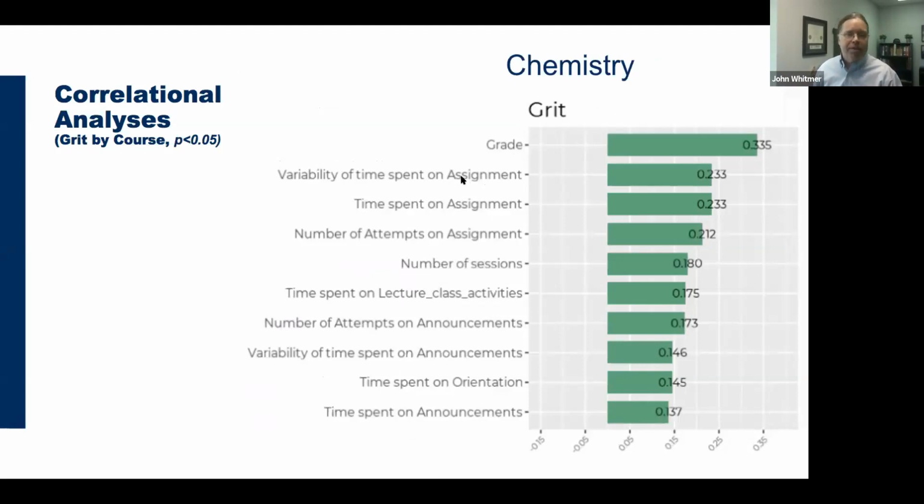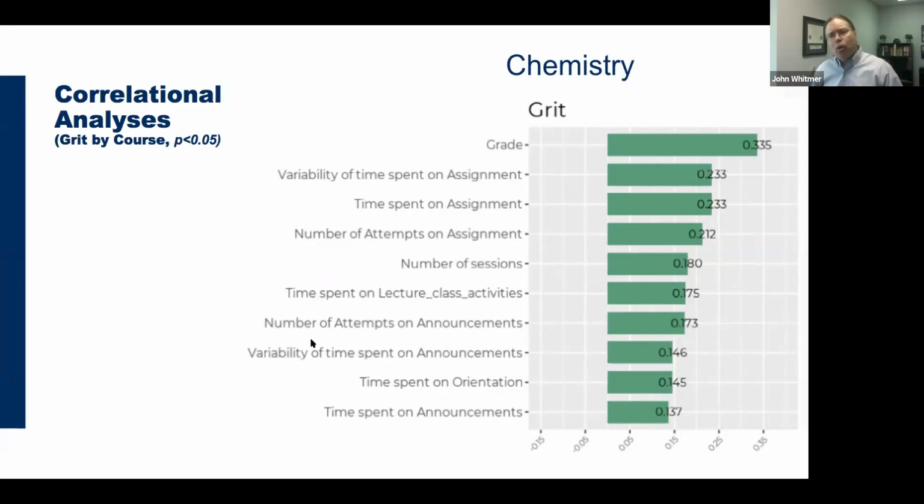The variability of time on assignments was the next strongest. Again, not super surprising. If you turn in your assignments, that really reflects whether a student is doing things on time as they are supposed to do it and spending time in the appropriate ways. And then we get to session time, time on lecture, task, activities.